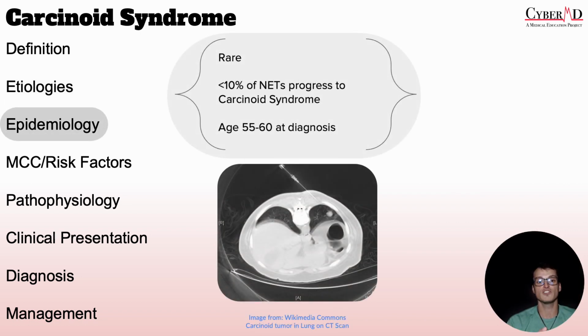These neuroendocrine tumors are relatively rare, and only around 10% of neuroendocrine tumors ever progress to carcinoid syndrome. The incidence is approximately 5 in 100,000, but that incidence is on the rise. The incidence is greater in males than in females and is slightly higher in the African American population than in the Caucasian population. Patients are typically diagnosed between the ages of 55 and 60.